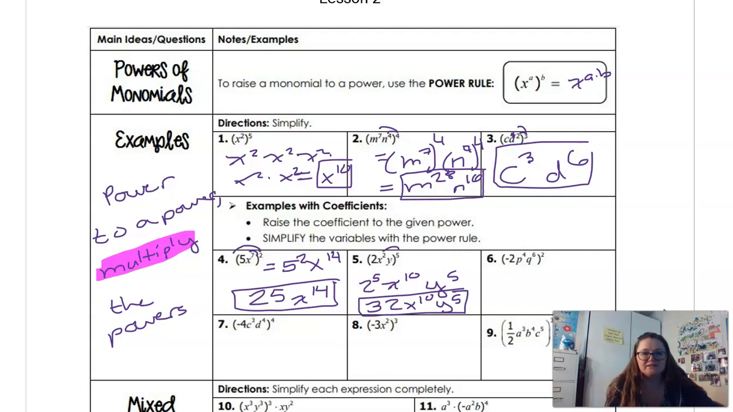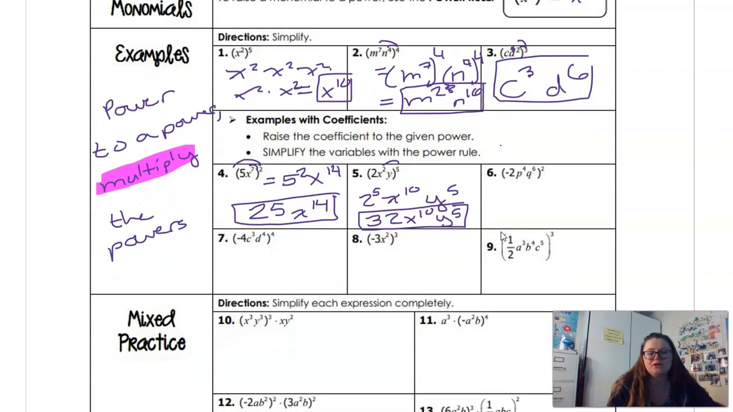Alright, let's do a couple more of these. And then what I'm going to have you do is go work on your Delta Math. After we finish number 9, I'm going to have you do the first section of the Delta Math assignment so you can just practice this skill a little bit.